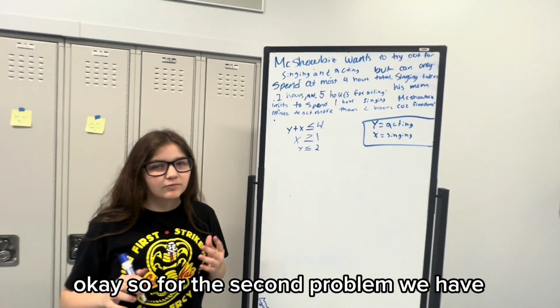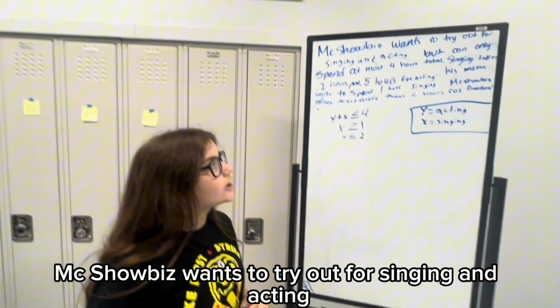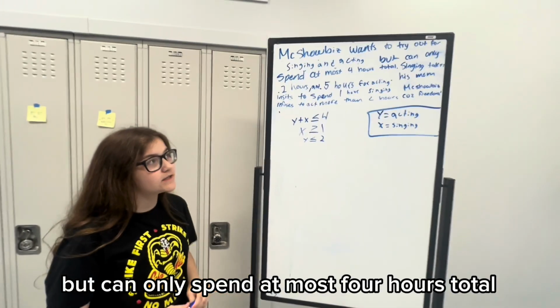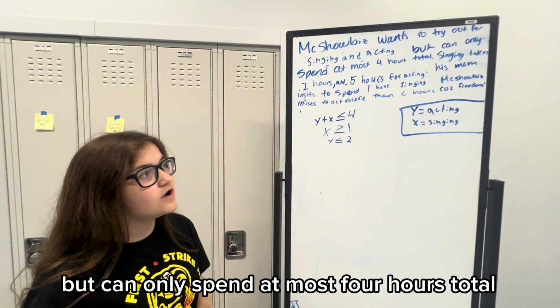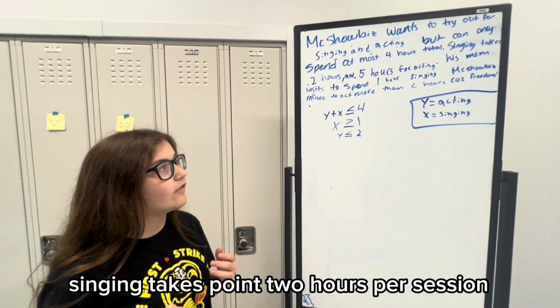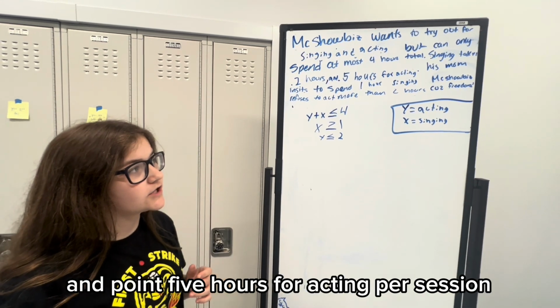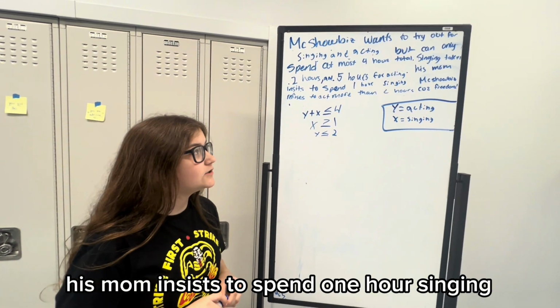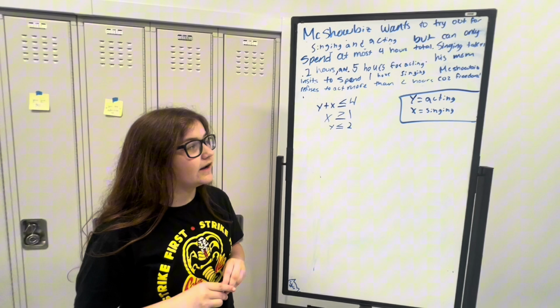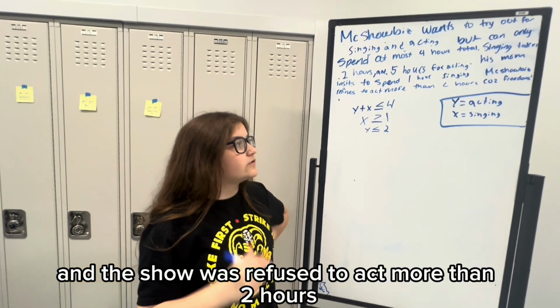Okay, so for the second problem, we have Nick Showbiz wants to try out for singing and acting, but can only spend at most 4 hours total. Singing takes 0.2 hours per session and 0.5 hours for acting per session. His mom insists he spend 1 hour singing, and Nick Showbiz refuses to act more than 2 hours.